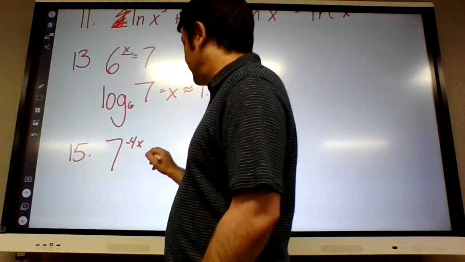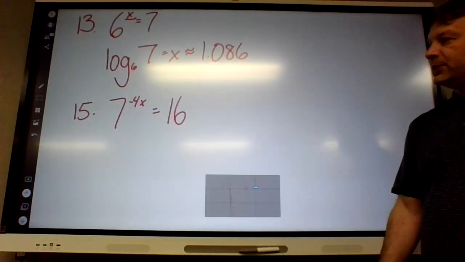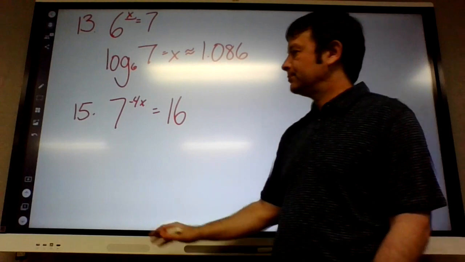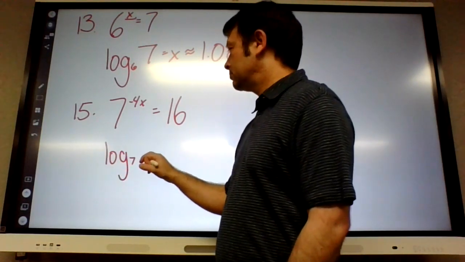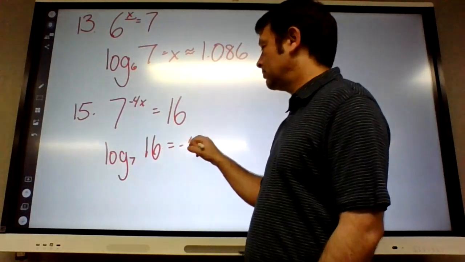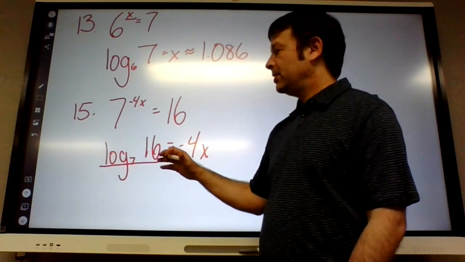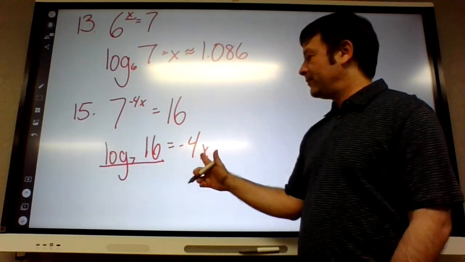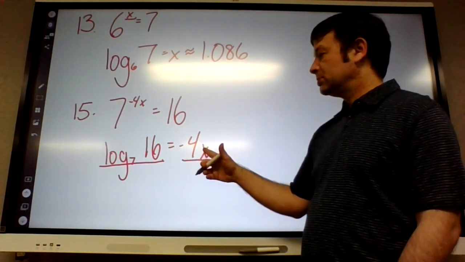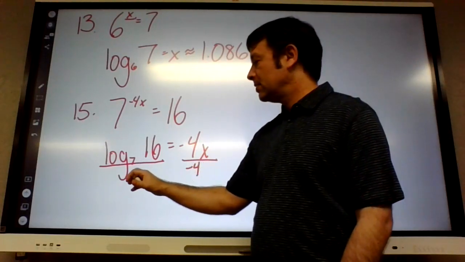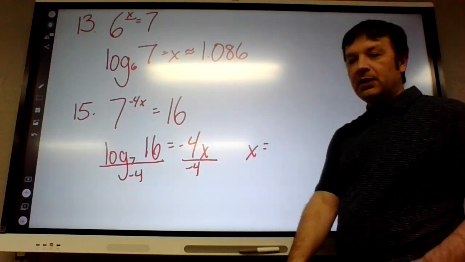All right, same thing on 15. Willow, how would that one set up? Log base 7 of 16 equals negative 4x. Yeah, so remember log base 7 of 16 is just some weird decimal number. So this is just one number, but how are we going to finish this to solve for x? Divide by negative 4. So whatever that decimal is, divide by negative 4, and that'll do it.